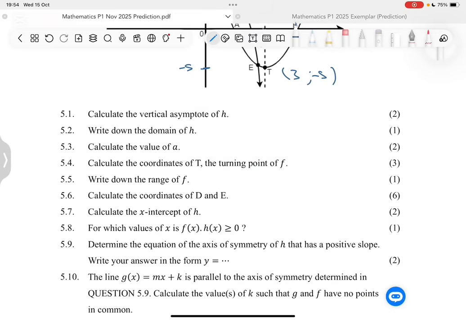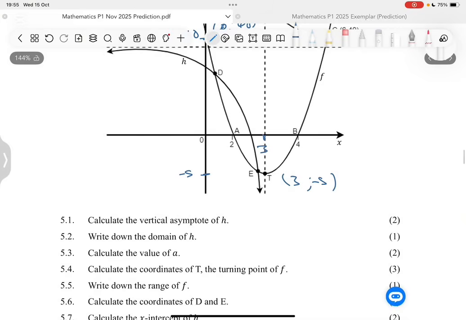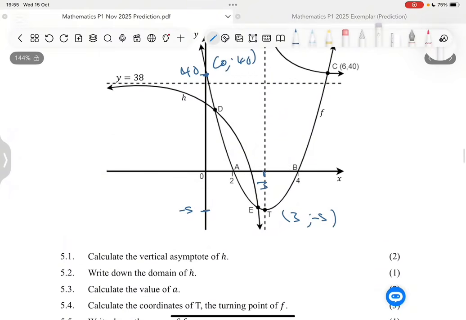Question 5.6 says to us that we should calculate the coordinates of D and E. Now we are required here to calculate the coordinates of D and E here. When you look at D and E, it is a point where these two functions are actually equal. Remember we said they have the same y and x value. So this means these two functions are equal at that point.